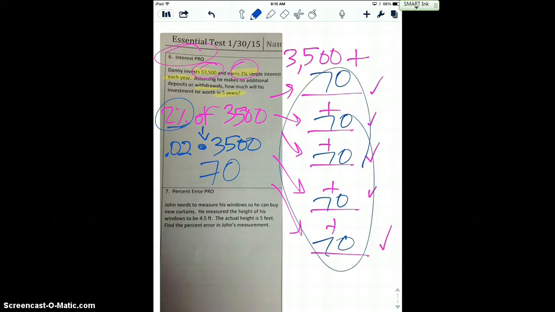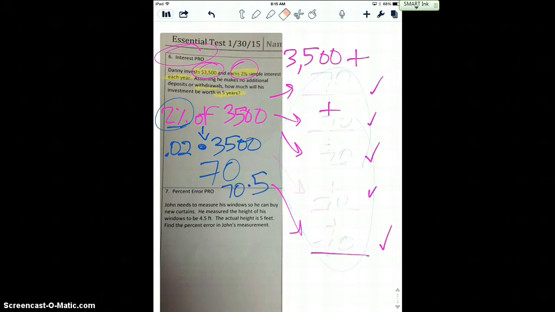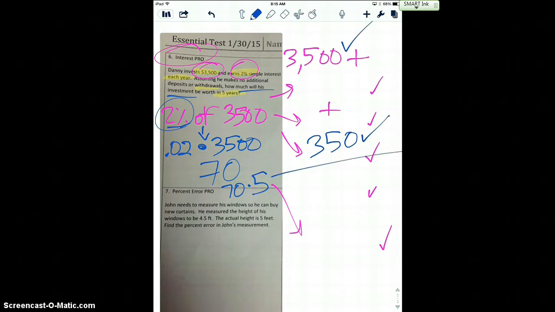Instead of adding all these 70s together, I could just take my 70 and multiply it by 5 to get this grand total. And 70 times 5 is 350 bucks. So his investment is not just worth $350. He still had the $3,500. So in total, when I add that together, he's at $3,850 after 5 years.